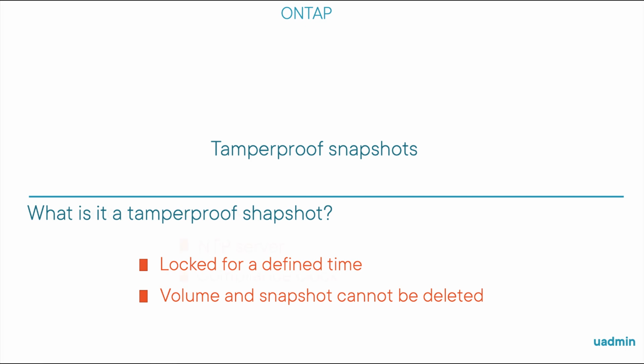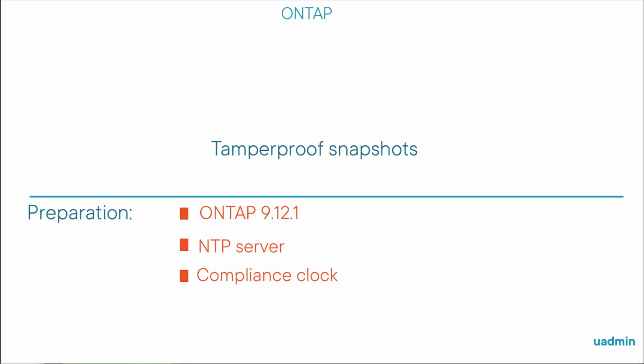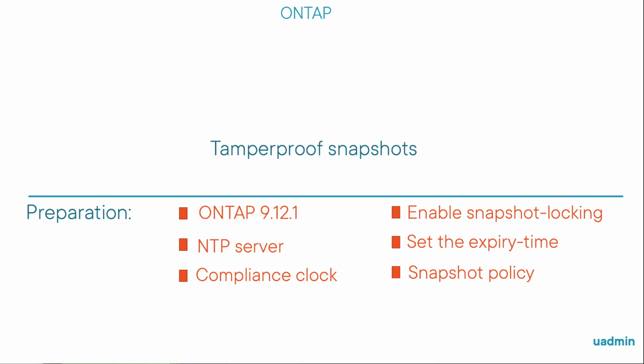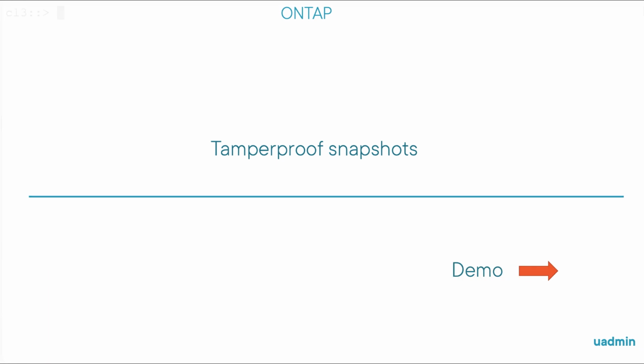Now, there's a couple of things you have to set up to establish that. First of all, your ONTAP version should be 9.12 or higher. And secondly, you should have an external NTP server configured for your cluster. Thirdly, the compliance clock should be in sync with this time server, and when all of that is done, you can enable snapshot locking on a volume and then create snapshots with the desired snaplock expiry time. And of course, you can create a snapshot policy which creates tamper-proof snapshots for you. Now please join me in the demo.